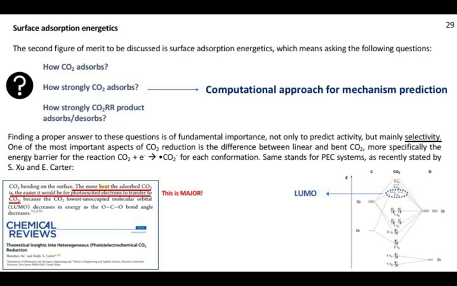This is extremely related to selectivity. The first step in CO2 reduction is transferring one electron. It could be coupled with water or not, but it's mainly transferring one electron to the CO2 molecule. And it really makes a difference whether this molecule is in the linear or bent configuration. As stated in this review, which is also a really good review on theoretical insights into CO2 reduction, the more bent the adsorbed CO2 is, the easier it is to transfer the electron to the lowest unoccupied molecular orbital. And this is really important.